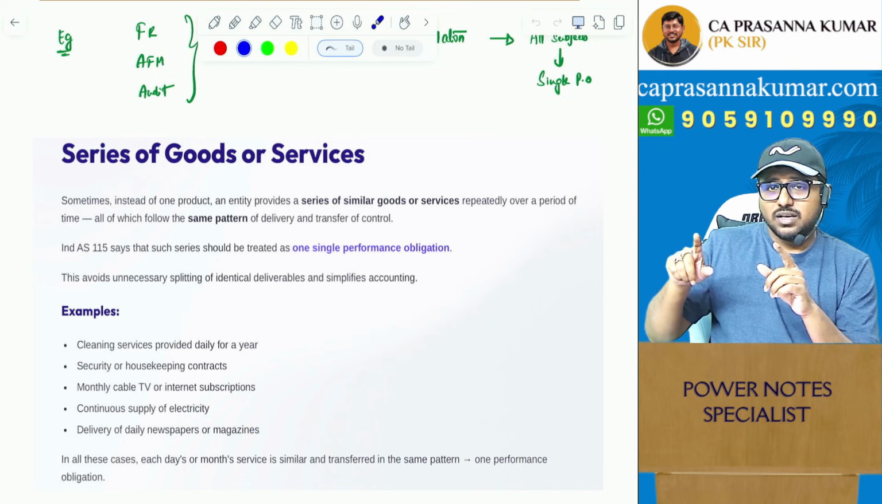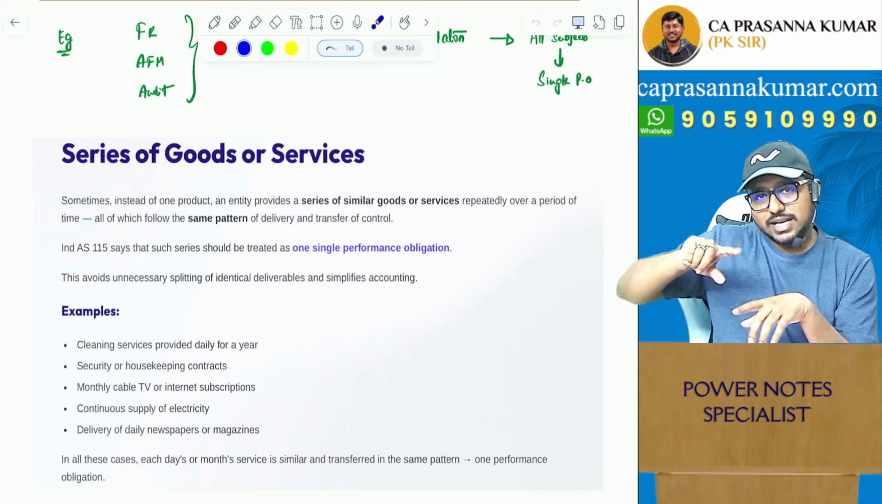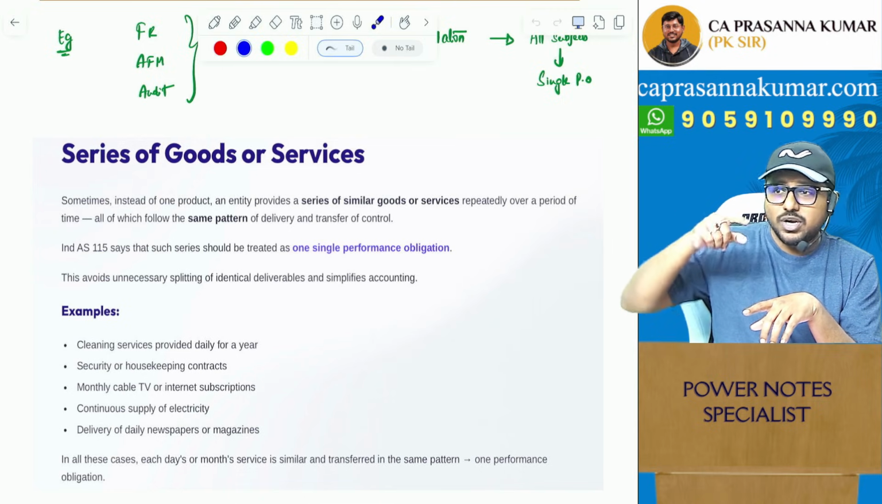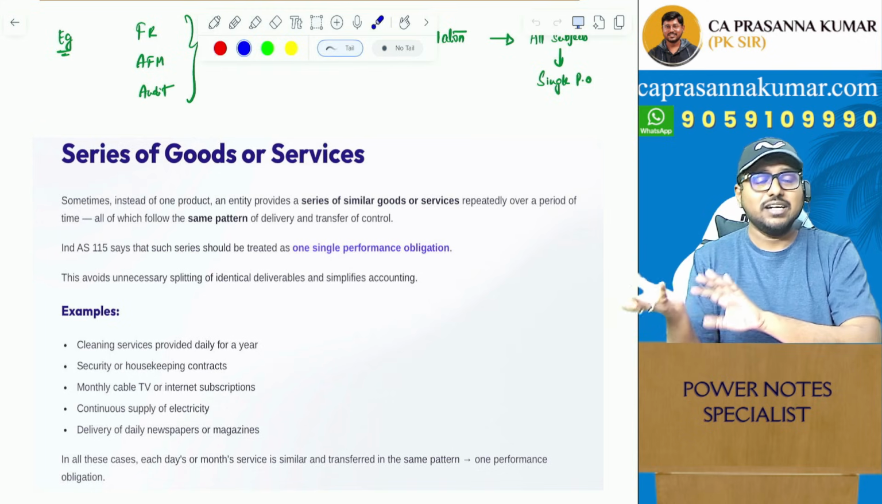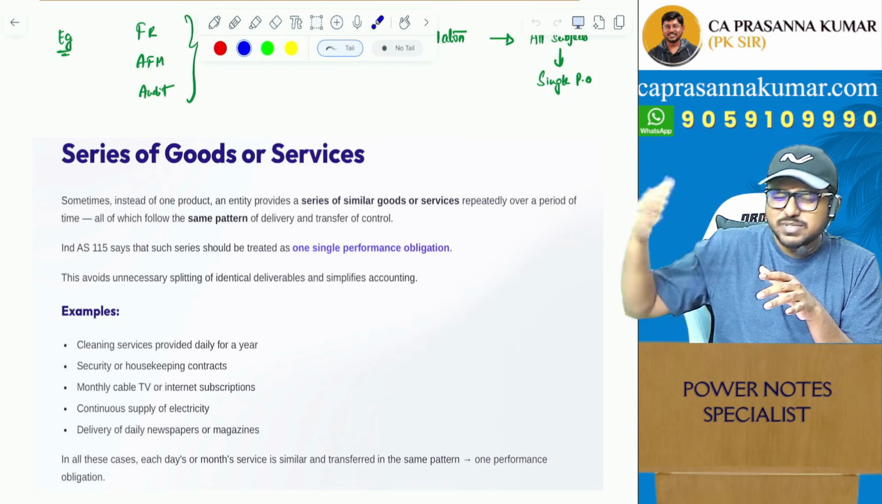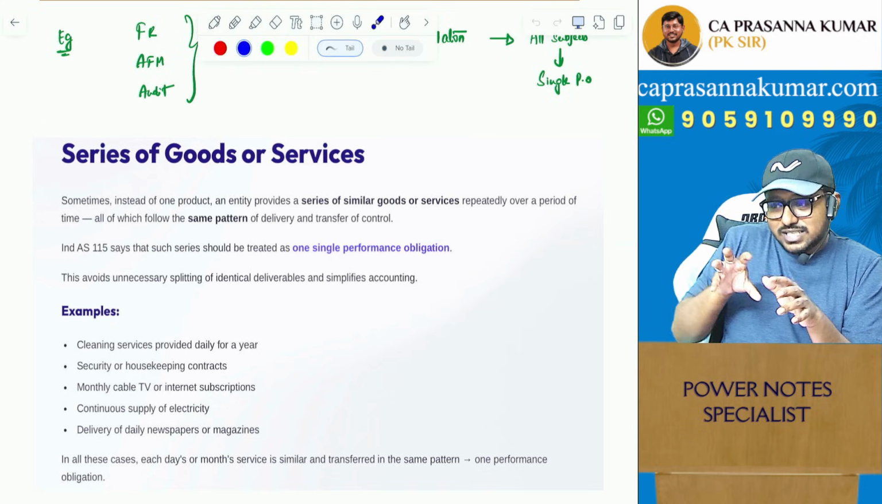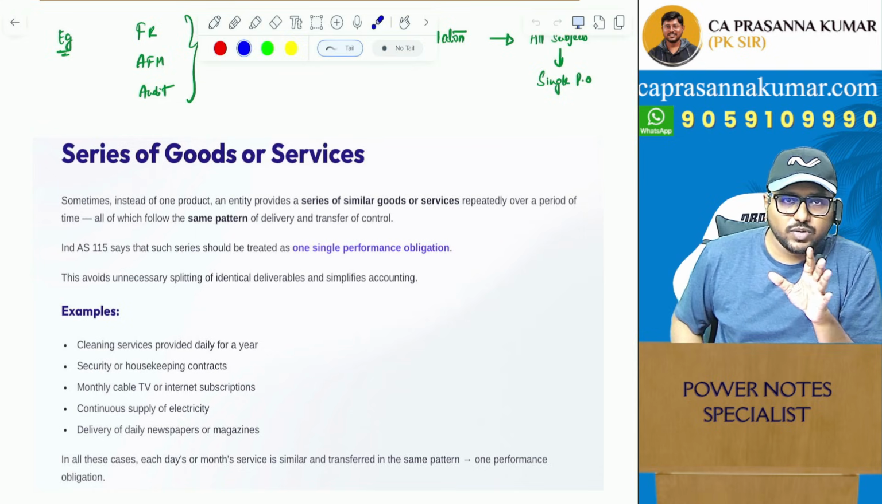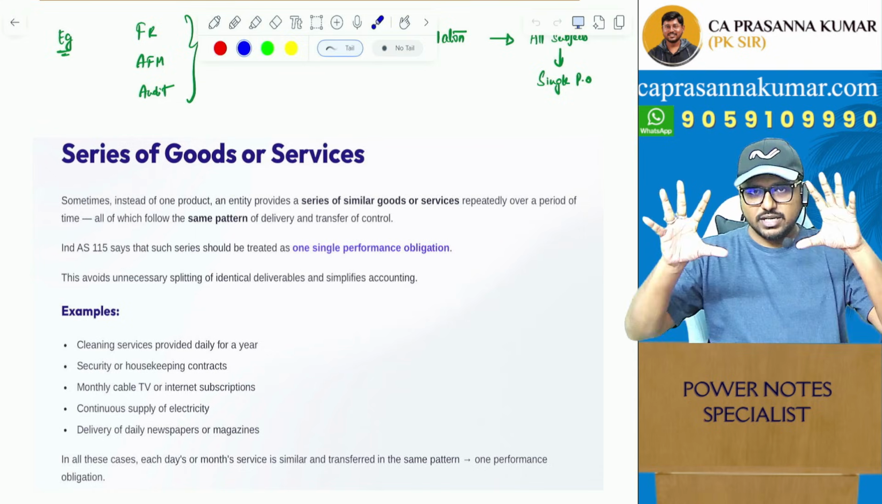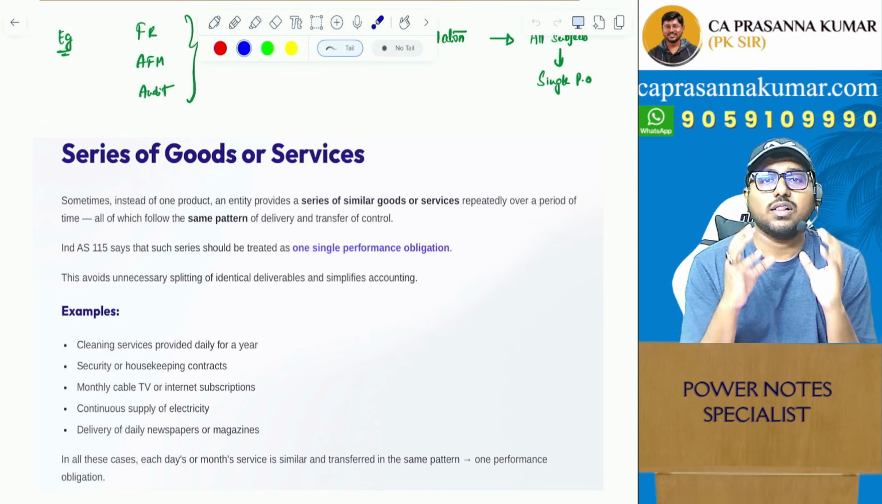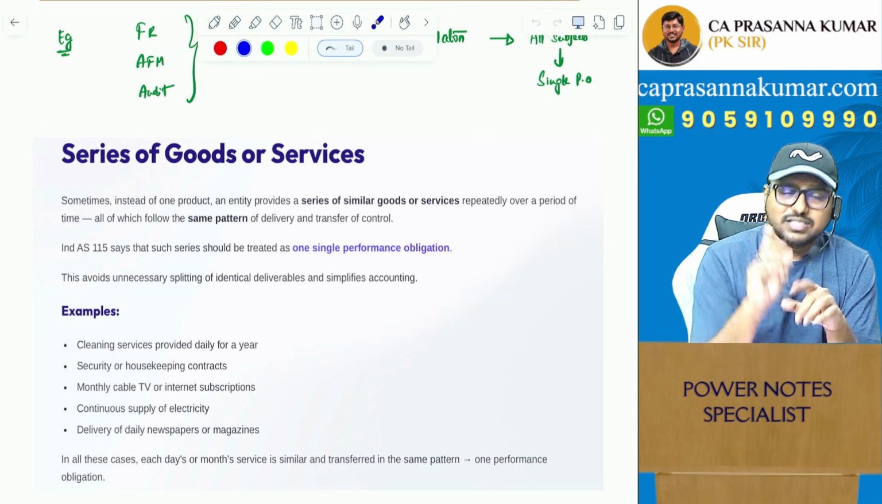Plus, that particular good or service should not be interdependent. They are not dependent on something else. They are not integrated with something else, meaning some other goods or services. They are not significantly modifying something else as well. In that case, both the conditions are satisfied. Then finally, you can call that particular good or service a distinct good or service.